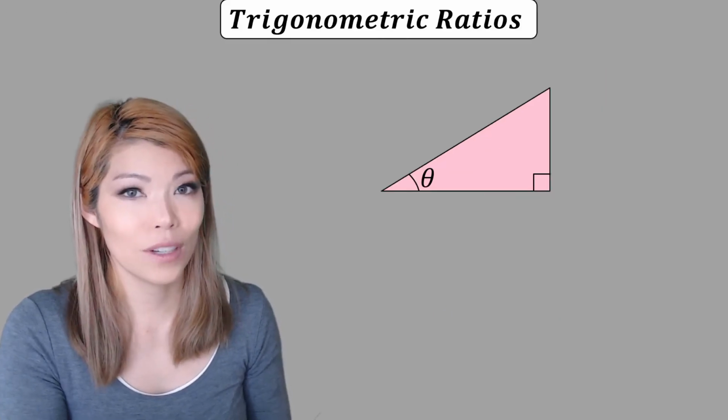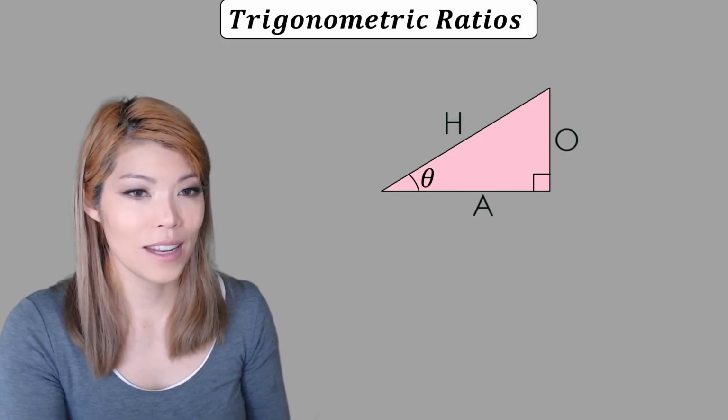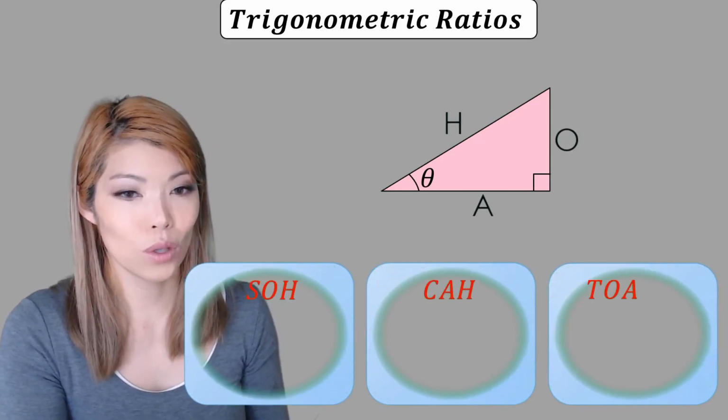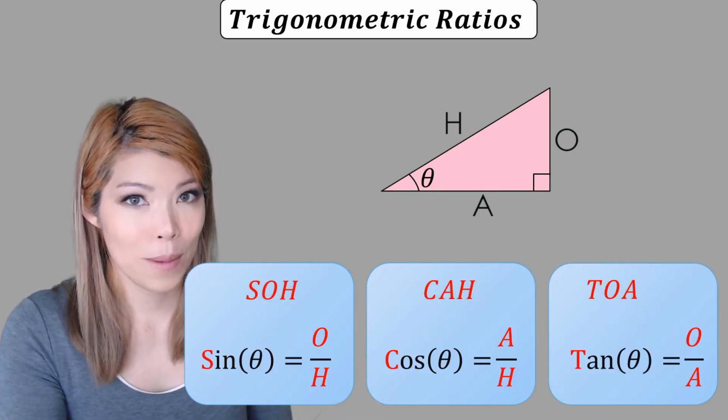That's pretty much it for the introduction of trigonometric ratios. So what are the steps? Step 1, label it. And then step 2, use one of these. SOHCAHTOA. So definitely memorize them.